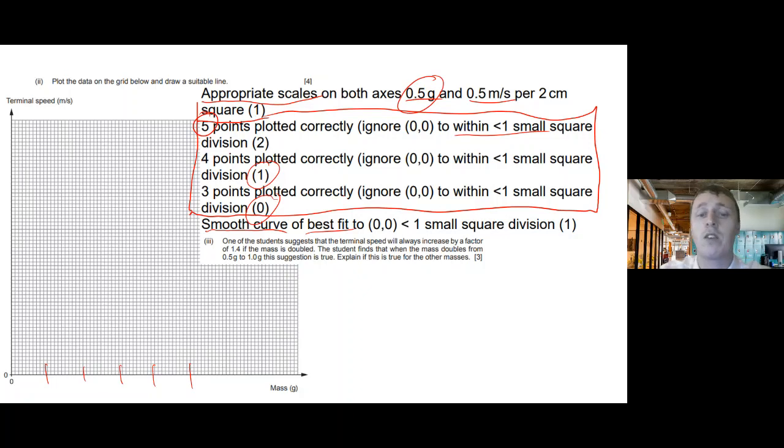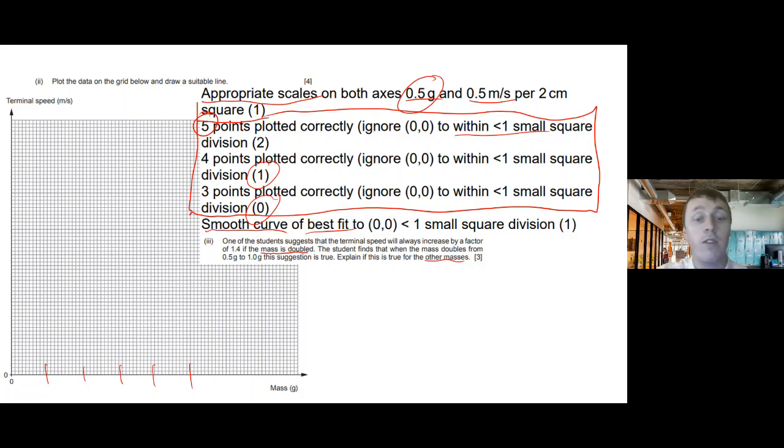it suggests that a student predicts that the speed always increases by a factor of 1.4 if the mass is doubled. The only thing you should take note of here is the word "if the mass is doubled." The student finds that when the mass doubles from 0.5 to 1, the suggestion is true. Explain if this is true for other masses.